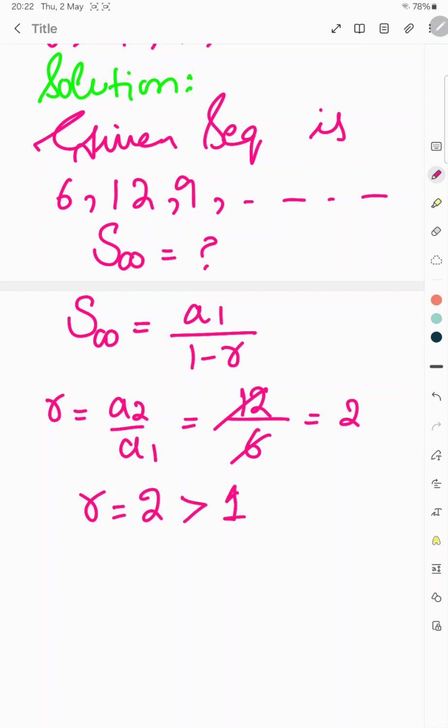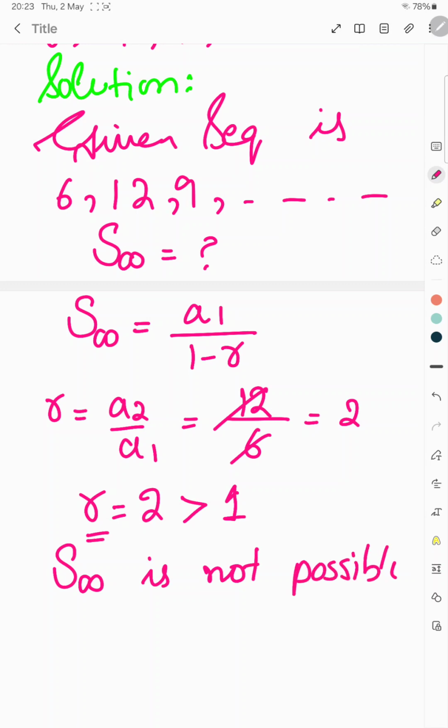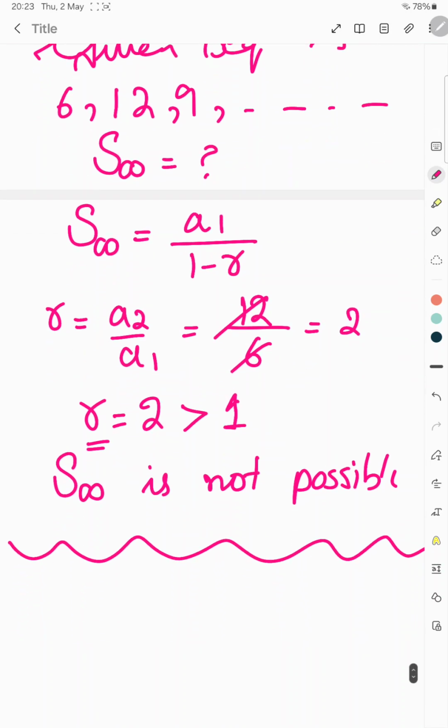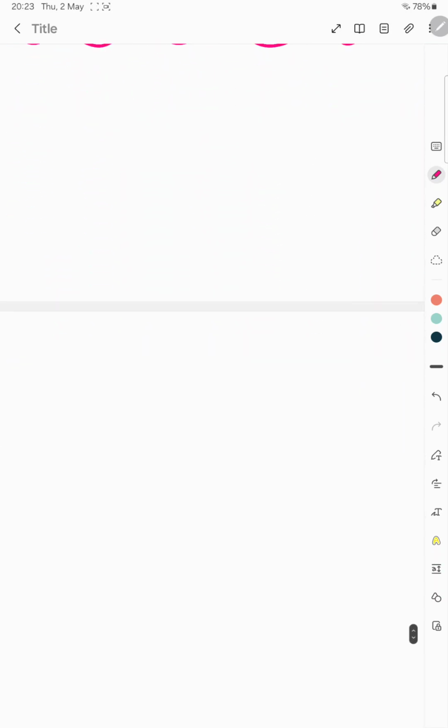Student, as we get the answer which is greater than 1, it means finding S infinity is not possible, because we get the answer which is greater than 1. So we are not able to find the sum of infinite geometric progression. Okay student, so your answer will be complete at this point. Okay, now I will solve example number 2.